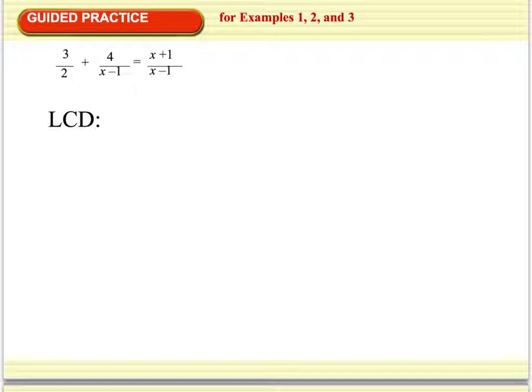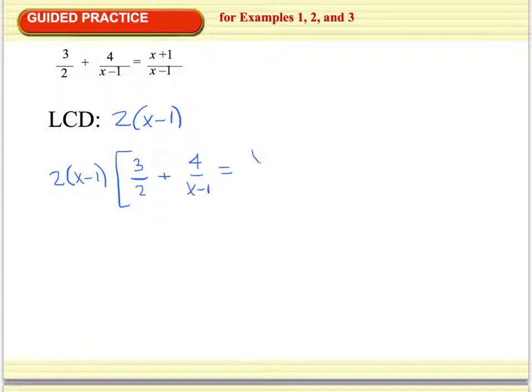Your first step is to get a least common denominator, and that's going to be 2 times the quantity of x minus 1. And we are going to multiply that common denominator by each term. So I'm going to multiply that by 3 halves plus 4 divided by x minus 1 equals x plus 1 divided by x minus 1.